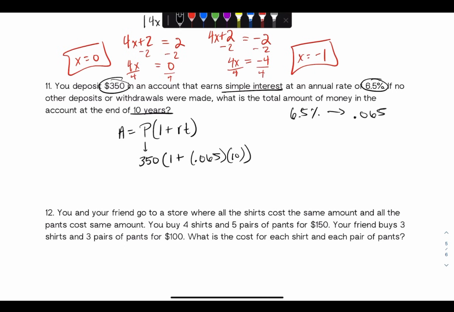And that's going to be our simple interest formula. So if we simplify this here, that's going to be our amount. So we have 350 times, and then we'll just do this in the calculator, 0.065 times 10. It's going to be 0.65, and so we have 1.65, because when we add that to 1, we get 1 plus 0.65. So 1.65 times 350, we will have $577.50 at the end of 10 years. So there you go.